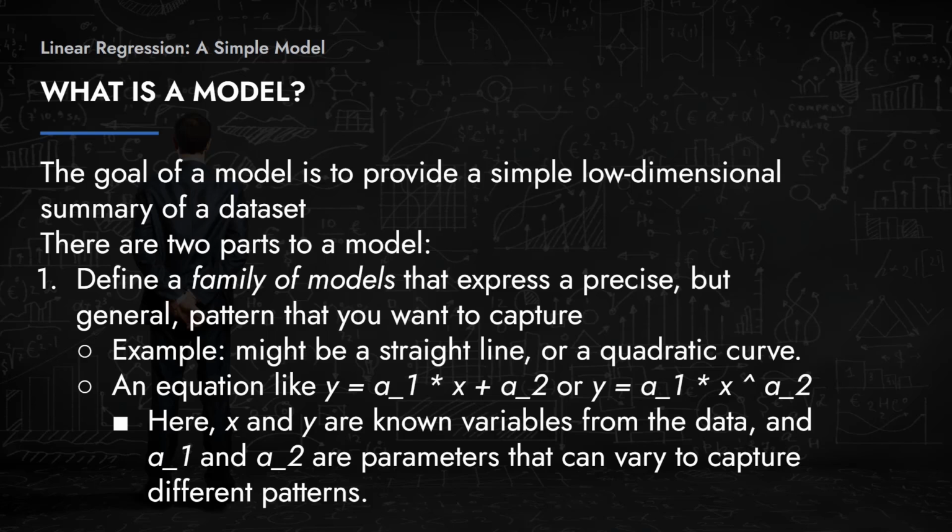So there are 2 parts to a model. First, you define a family of models that express a precise but general pattern that you want to capture. So here, you don't have to be accurate. You just create a family of models. The models have to be in a way that you know that it's possible to somehow describe the data set if you are more accurate, but you're not trying yet. You're just creating a family of models. An example for this family of models might be a straight line or a quadratic curve, right?